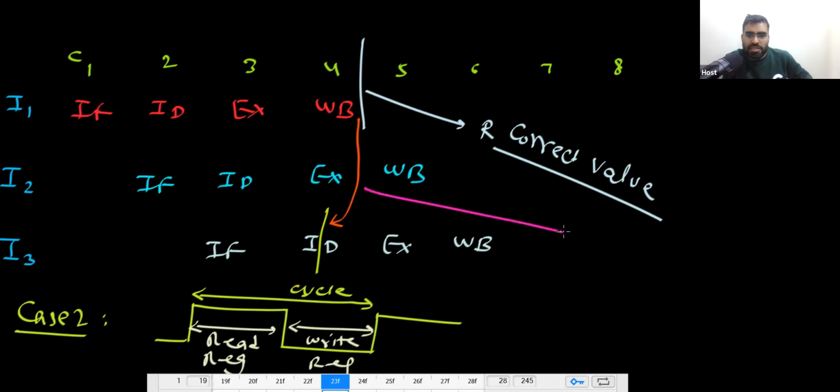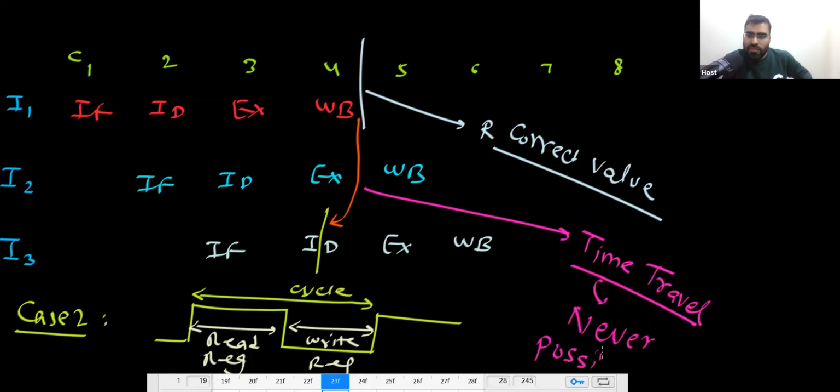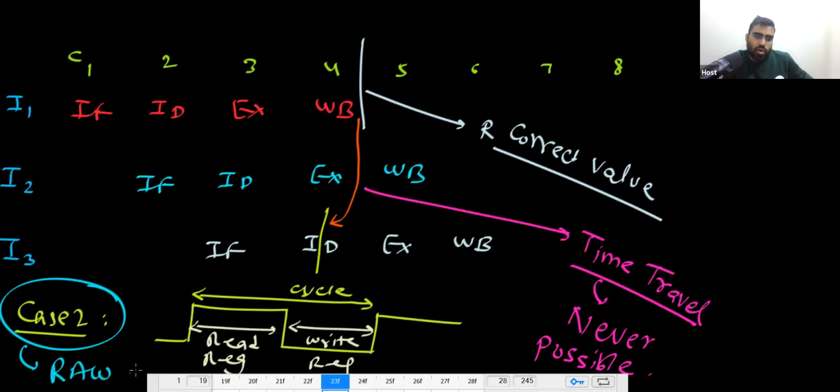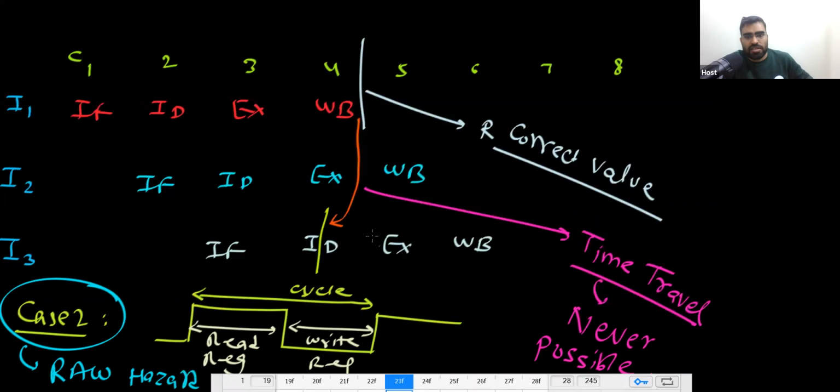So you can clearly see this is time travel, which is never possible. You can never do time travel. Why is this time travel? Because the correct value will be available here, but you want it here. This time travel is never possible. That is the reason this is a hazard. So you have a RAW hazard here. This dependency will be a RAW hazard in this situation.